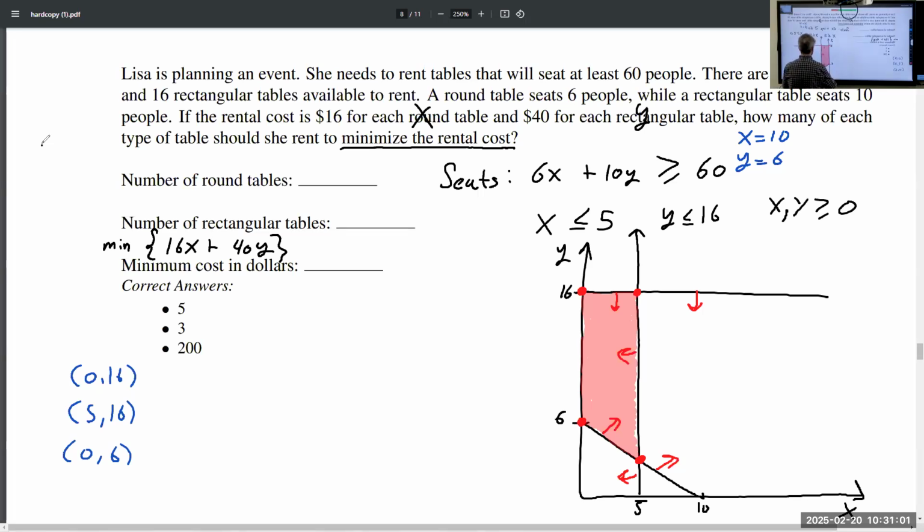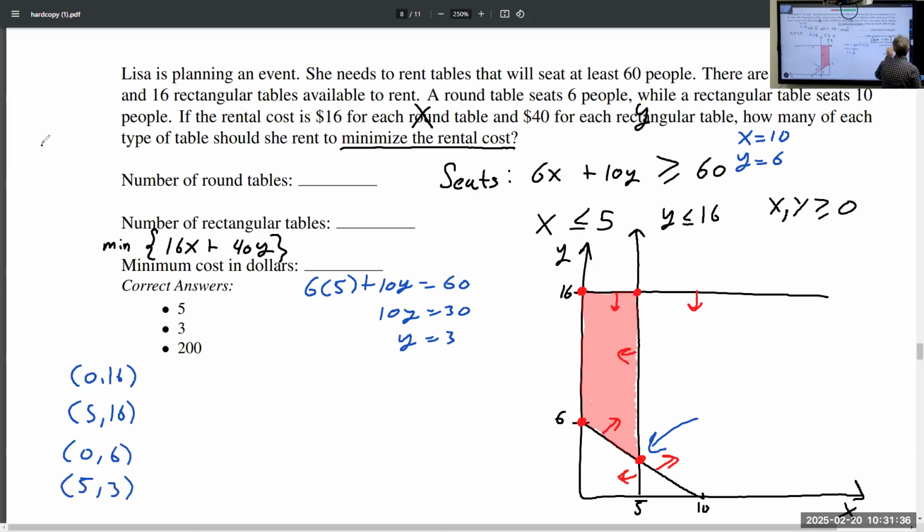So I have x equals 5 at that point because that's that vertical line, but I have the other line I have to deal with. So I'm going to have to solve for what the y coordinate is for that. All right, so x equals 5, so 6 times 5 is 30, plus 10y equals 60, 10y equals 30, y equals 3. Okay, I think that's 5 and 3 there. Are there any questions about how I just found that corner point?